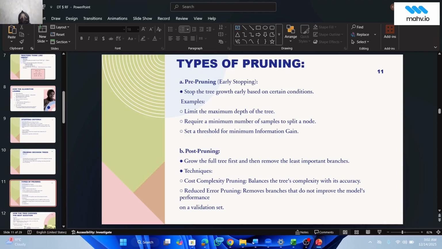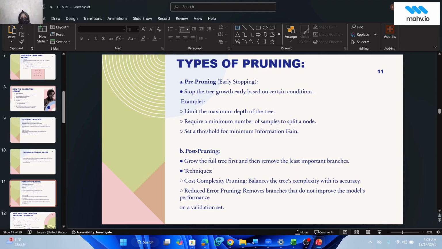The types of pruning are pre-pruning and post-pruning. In pre-pruning it is early stopping: stop the tree growth early based on certain conditions. For example, limit the maximum depth of the tree, require a minimum number of samples to split a node, or set a threshold for minimum information gain.